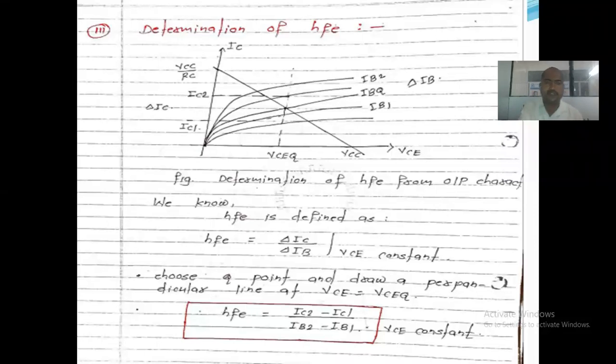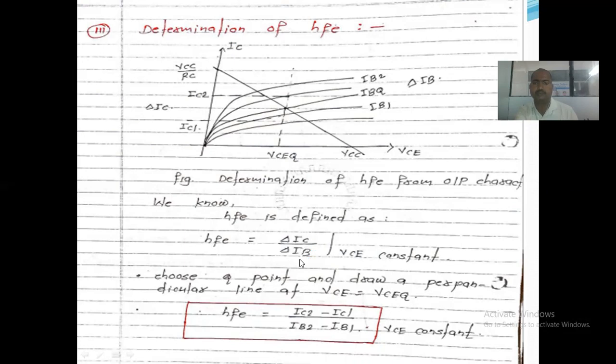Okay. See, when we calculate the value of HAP, we know that HAP is the ratio of I2 current divided by I1. I2 is the output current, which is IC. So the HAP value must be delta IC divided by delta IB. Why is it so? Because output current is IC and input current is IB. So your HAP value must be delta IC by delta IB.